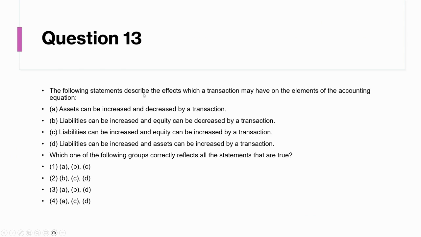Okay, the following statements describe the effects of the transaction that may have on the elements of the accounting equation.